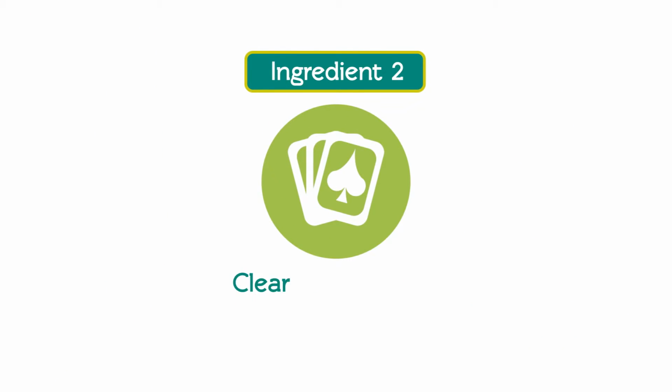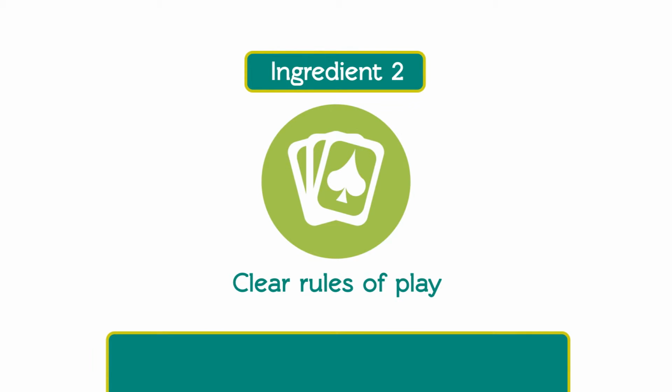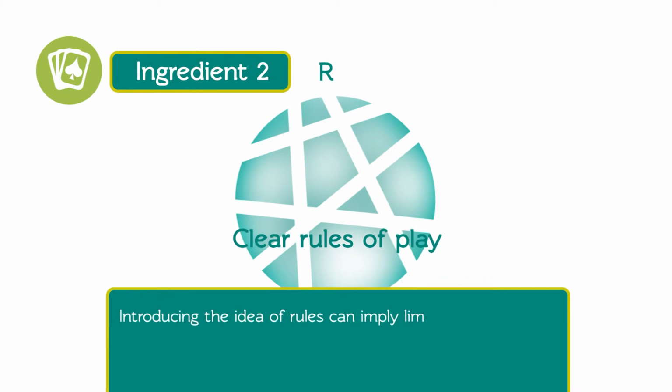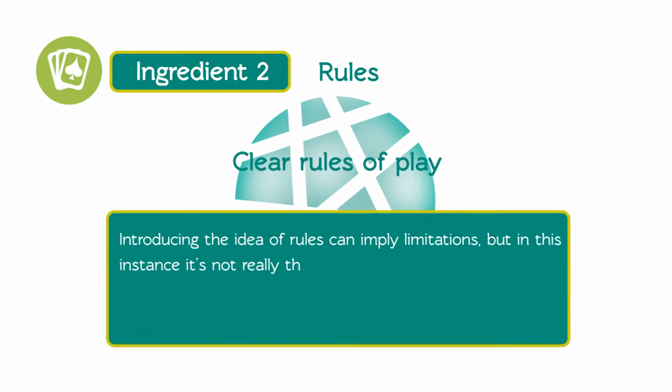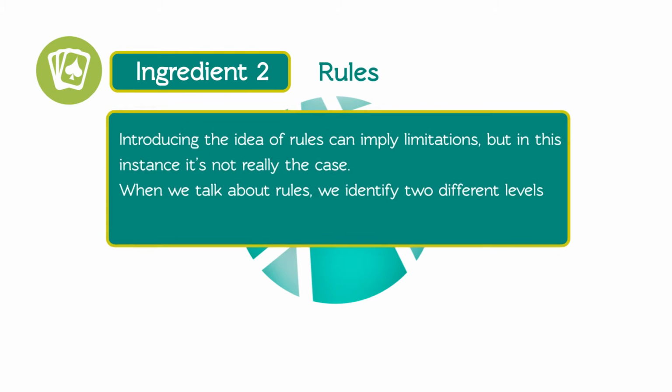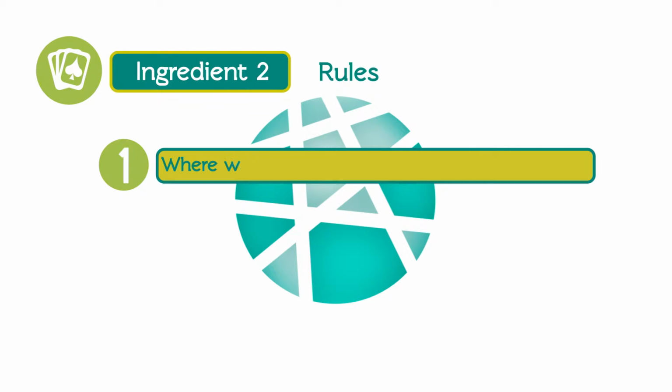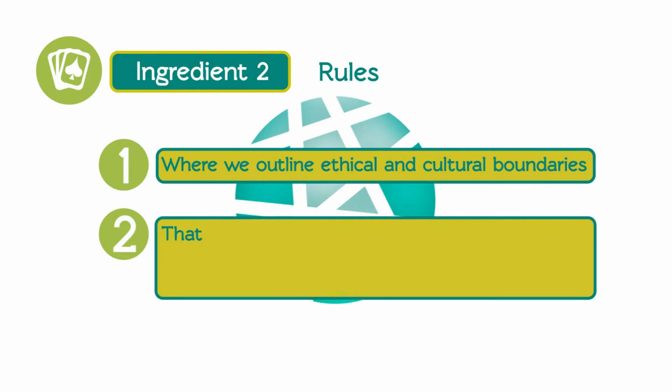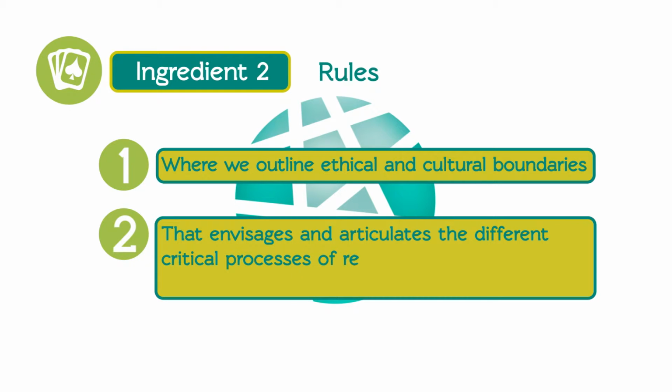Ingredient 2. Clear rules of play. Introducing the idea of rules can imply limitations, but in this instance, it's not really the case. When we talk about rules, we identify 2 different levels. One which is more general and abstract, where we outline ethical and cultural boundaries, and a second, which is more operational, that envisages and articulates the different critical processes of relationships at both community and project levels.